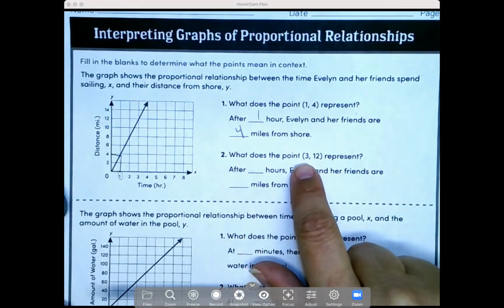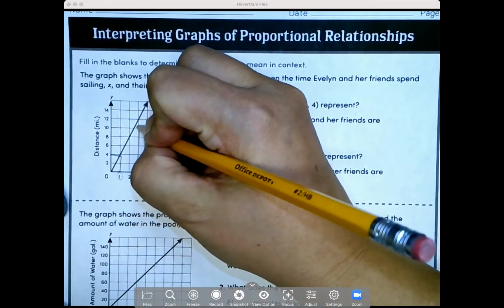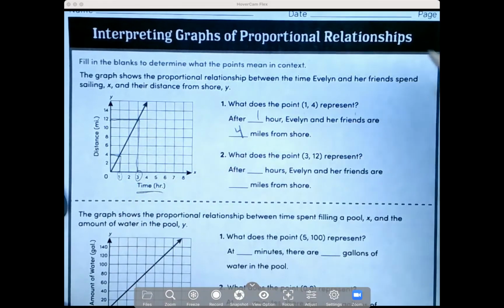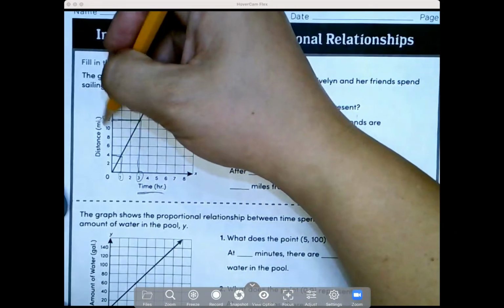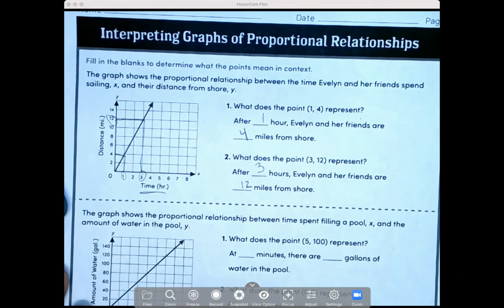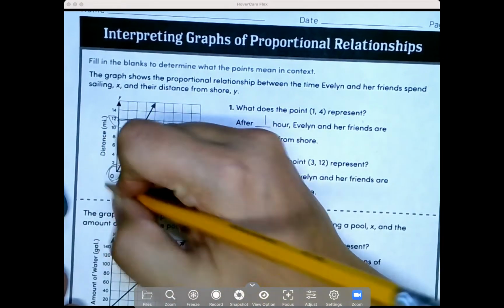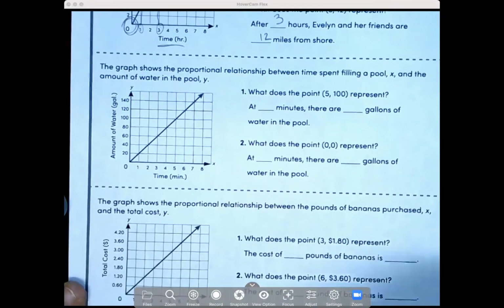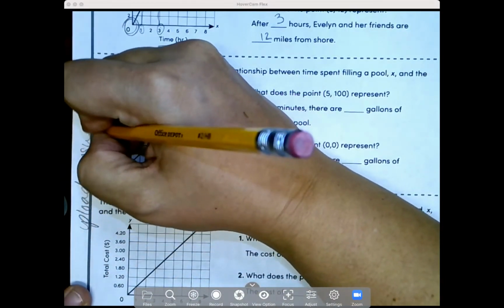Next is what does the point (3, 12) represent? 3 is down here. It's going to be time in hours. So after 3 hours, Evelyn and her friends are 12 miles from shore. Take the time to also point out these are linear, making straight lines going through the origin (0, 0), so that you're just reinforcing that proportional relationship. Okay, you're going to upload answers for these two.